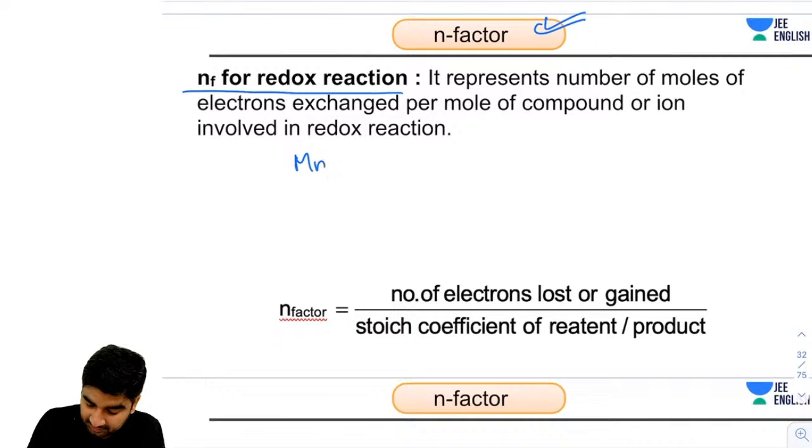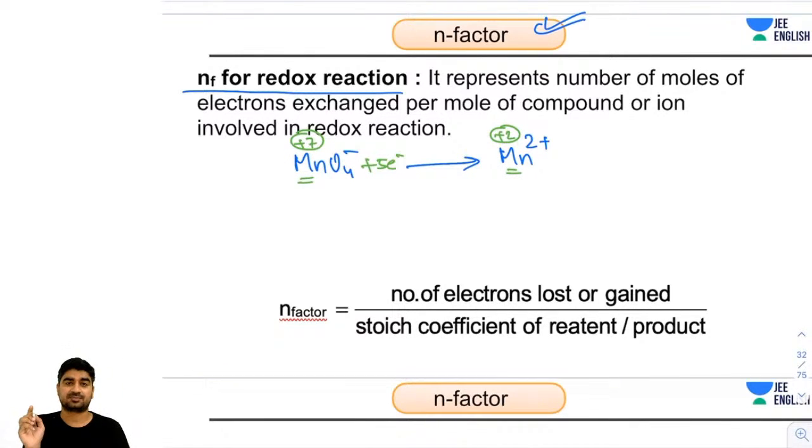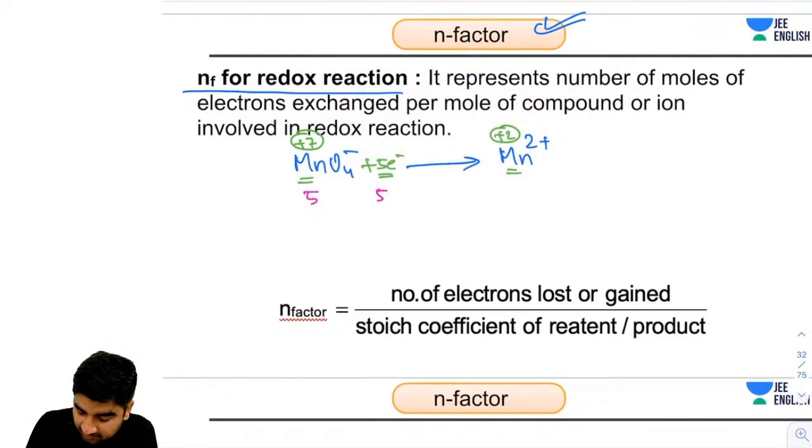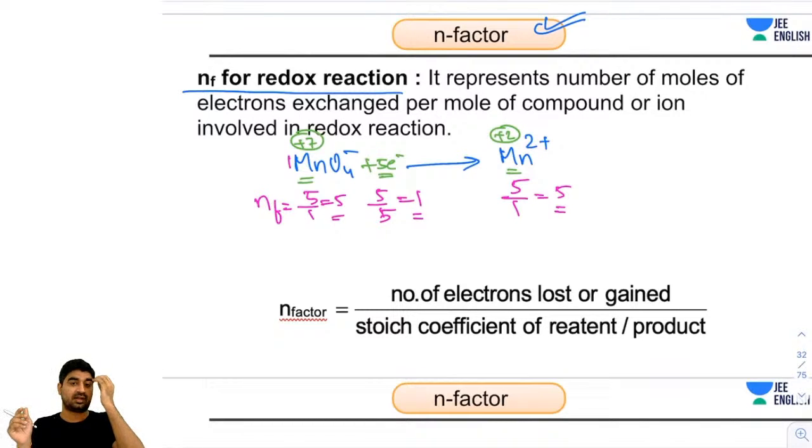So if I'm writing like it, plus 7, it is gaining 5 electrons, right? So just balance only those atoms for which oxidation state is changing. So now you know that 5 electrons are exchanging, and if you know that, just write down 5 everywhere, and now divide it by stoichiometric coefficient. So you will be getting n factor 1, 5 and 5, right? So n factor is 5 for it, n factor is 1 for it, and n factor is 5 for it, right? Any doubt?